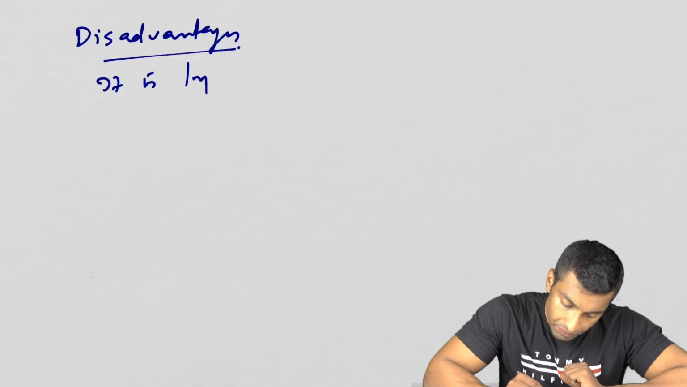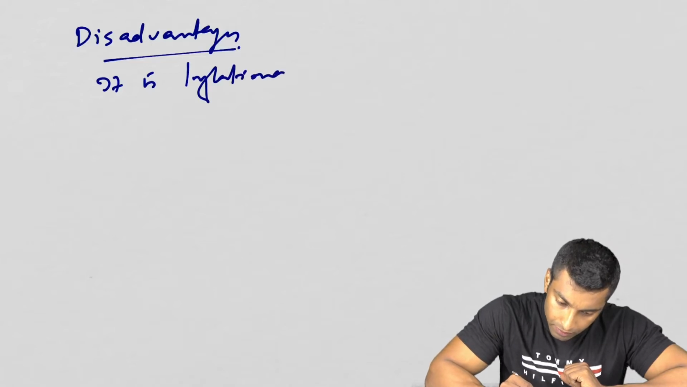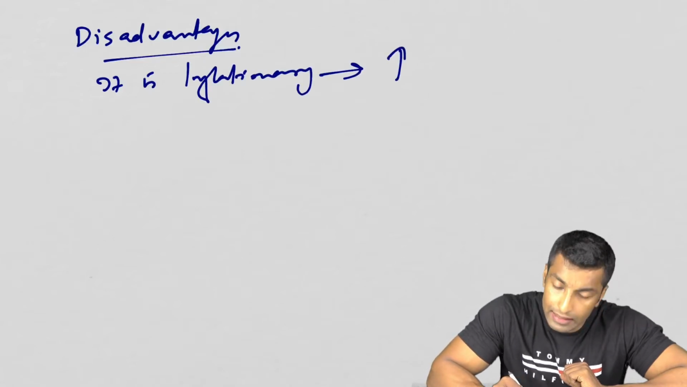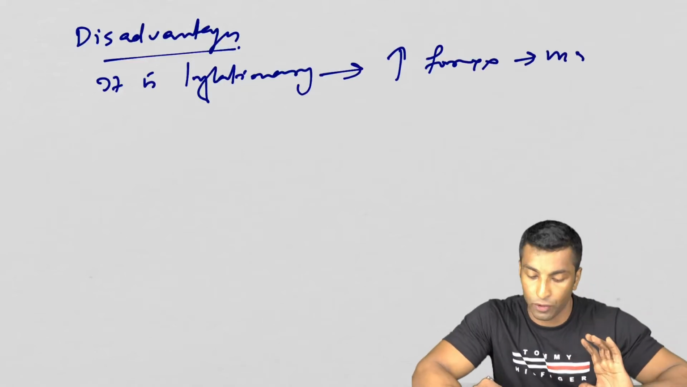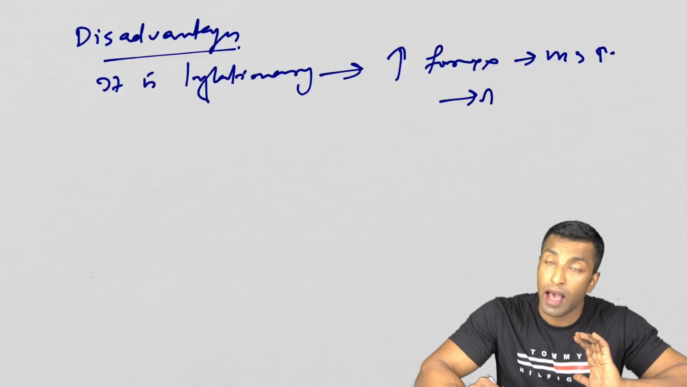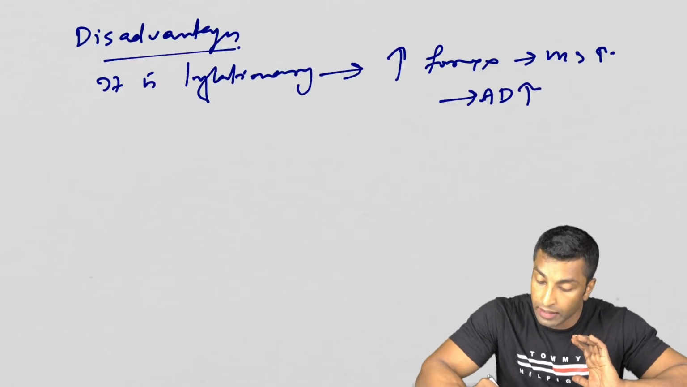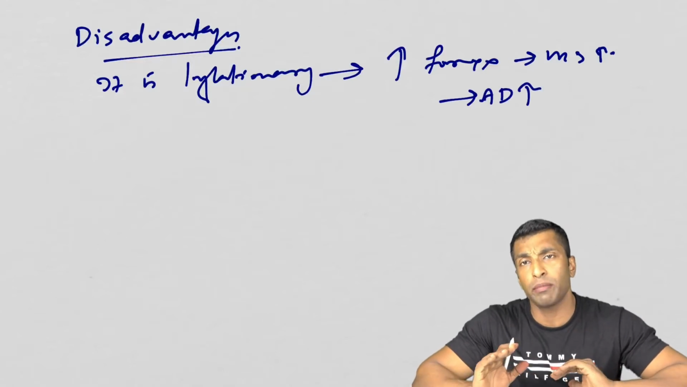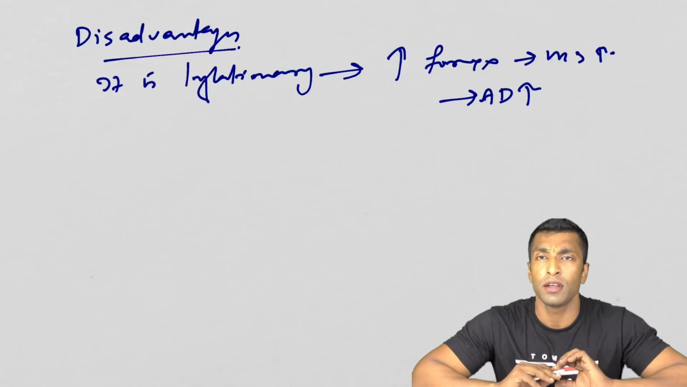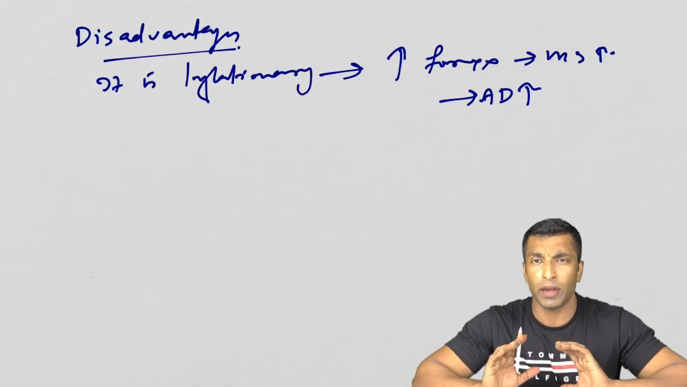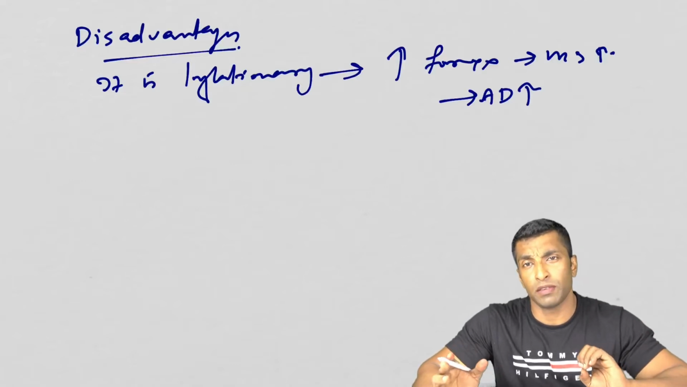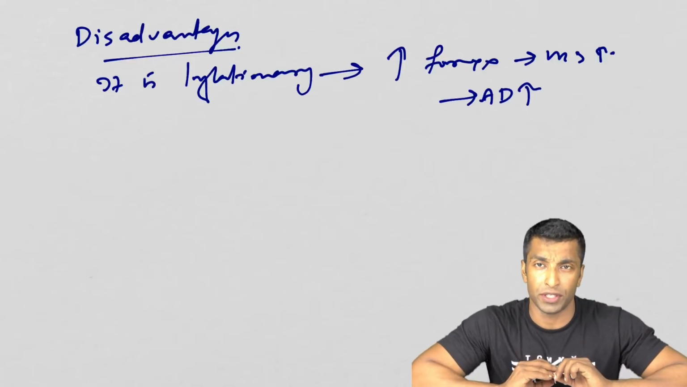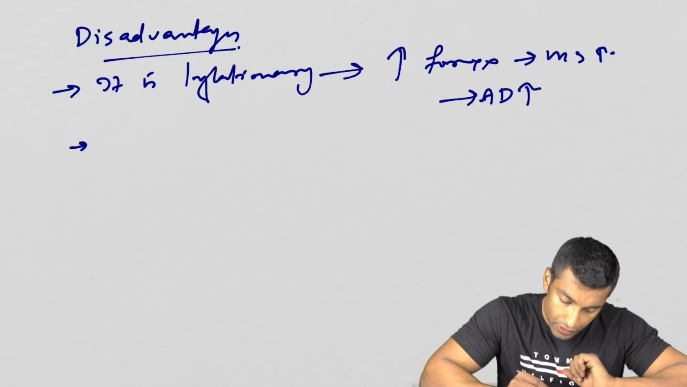So let me write it down. It is inflationary as it increases forex reserve. Forex, this will increase money supply and that will increase the aggregate demand. So when the aggregate demand increases, inflation will increase. If the demand cannot meet with supply, if there is a mismatch in demand and supply, there will be inflation, the demand pull inflation. So that is the first disadvantage.